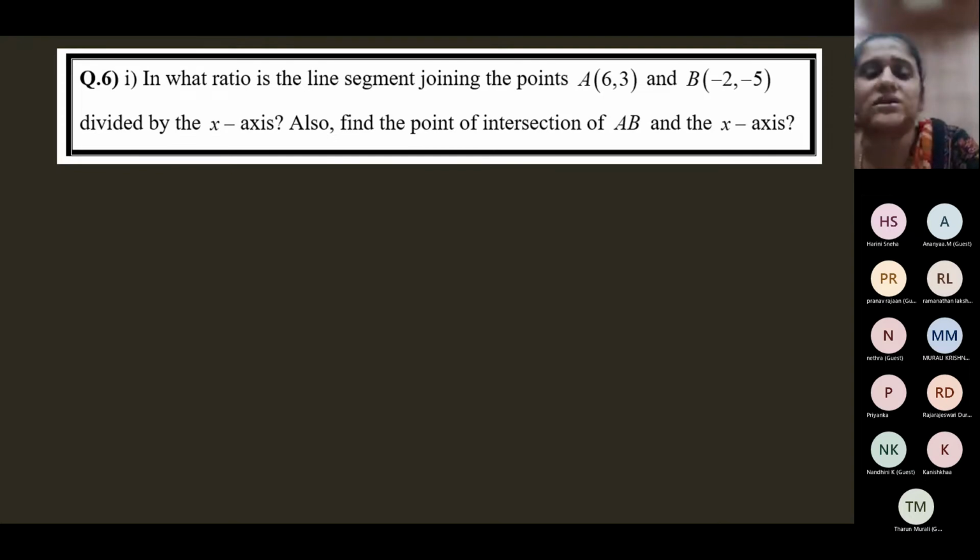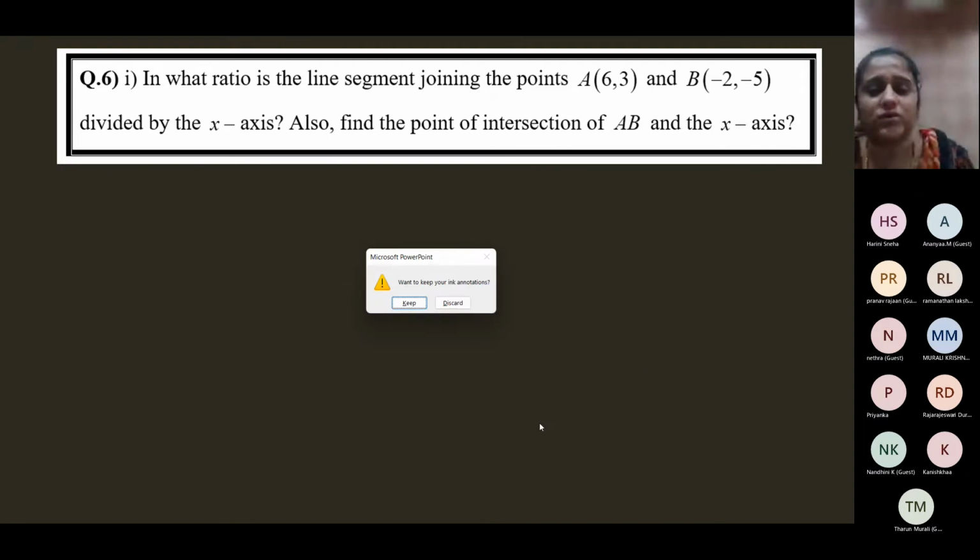So use that. See, you should use the x or the y coordinate of the point of division to find the ratio. So it's divided by the x-axis. That means, okay, I think I should. This one I'll give you as homework then.